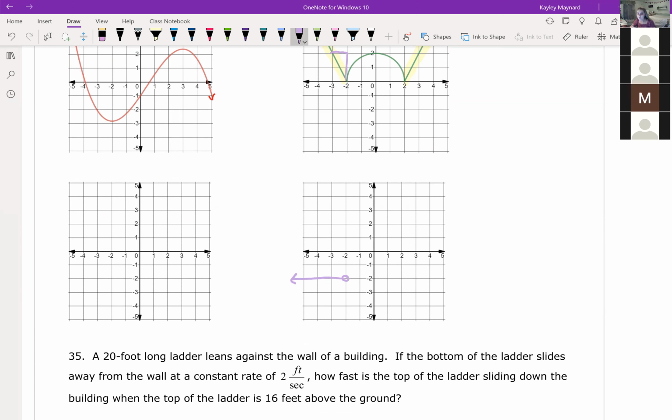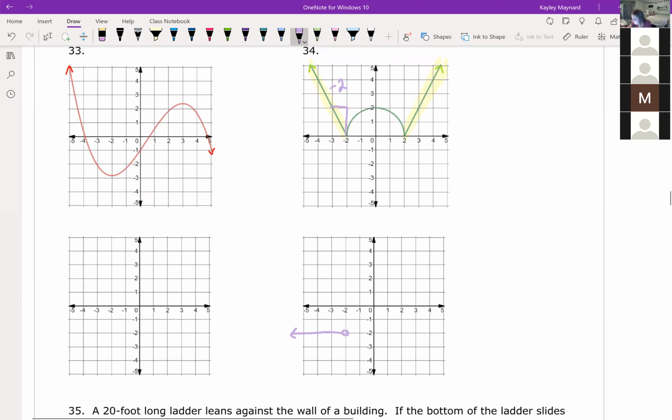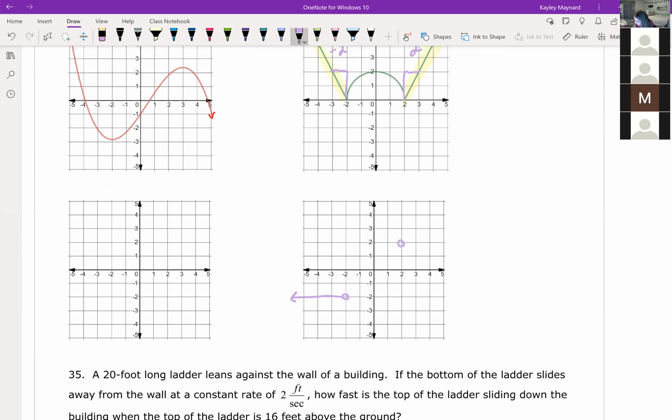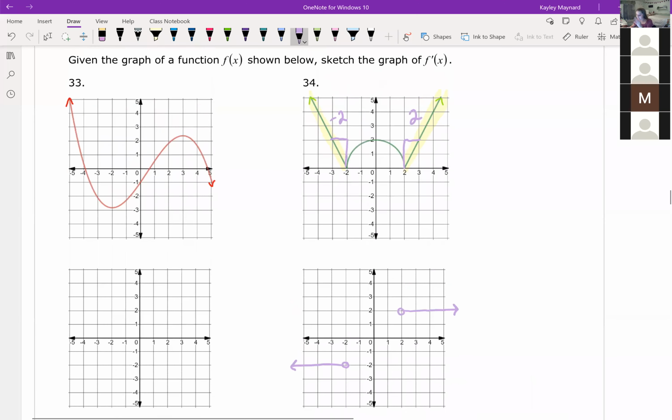Okay. Let's do the next one. So I rise 2, go over 1. So this one has a slope of 2, which means that from x values of 2 all the way to infinity, my derivative is going to be 2. Okay. Now we just have to tackle this inner piece here.